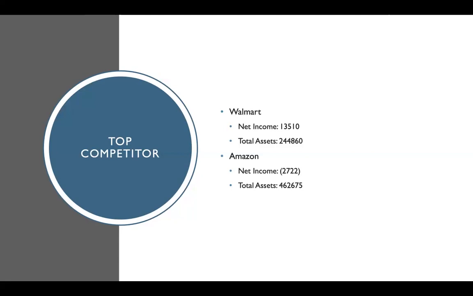Walmart posted 13,510 in income, but their total assets amount to 24,460. Amazon reported a net loss of 2,722, but their total assets are 462,675. We're looking at over 200,000 difference. It's an incredible difference in their assets.